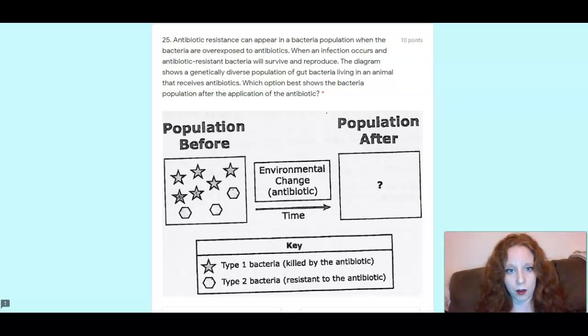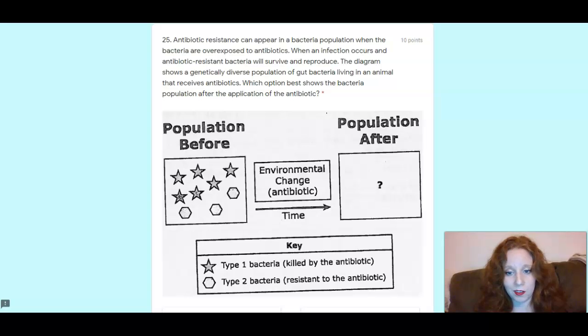So below we have a diagram, and it shows a population of bacteria before an environmental change, which is the introduction of an antibiotic, and we're supposed to figure out what the population afterwards is going to look like. So your key says type 1 bacteria killed by the antibiotic. Well, if type 1 is killed by the antibiotic and we give it the antibiotic, they're going to be dead, which means they don't get to make the population afterwards, so I'm not foreseeing many stars in the answer.